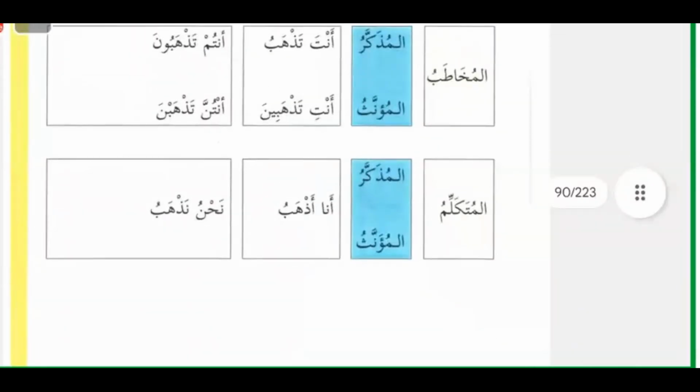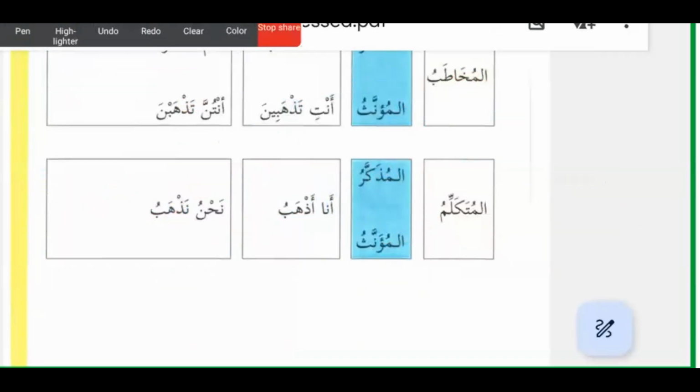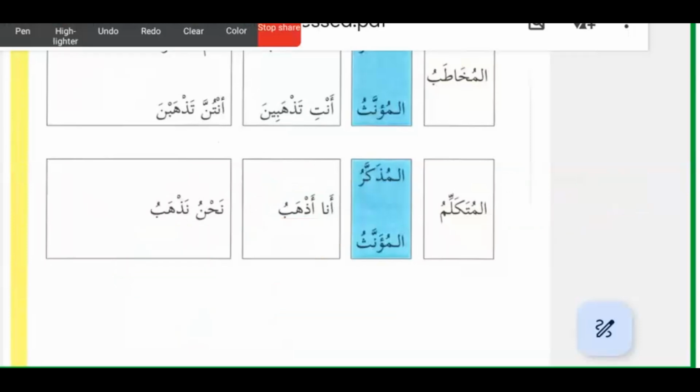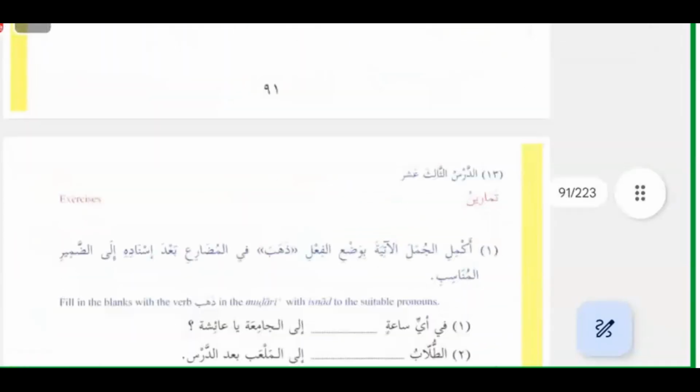Then al-mutakallim, simply it means azhabu and nazhabu. The pronouns we'll be using here are I and we. Ana azhabu means I go, and nahnu nazhabu means we go. Go, going, or will be going is a different thing, because if we use seen, as we have read in the previous chapters, that will make it mustaqbil, qareeb and baid, seen and saufa. That's a separate topic for discussion.